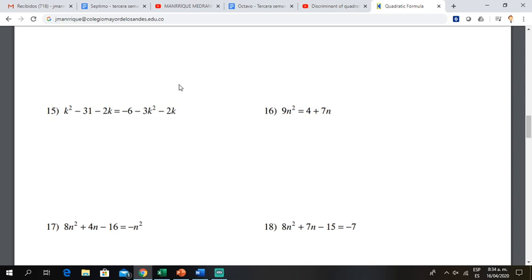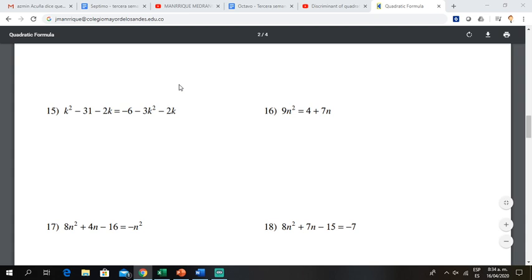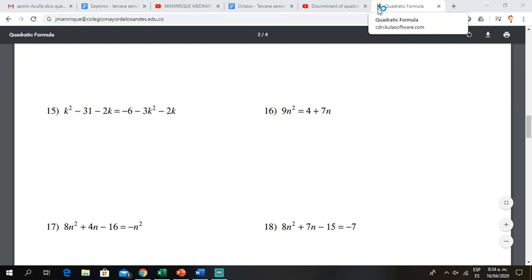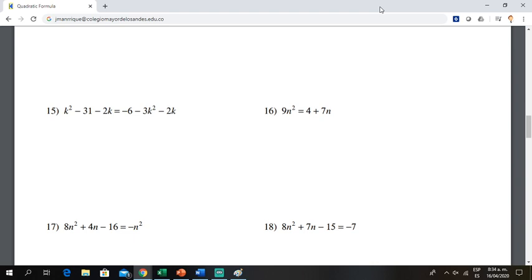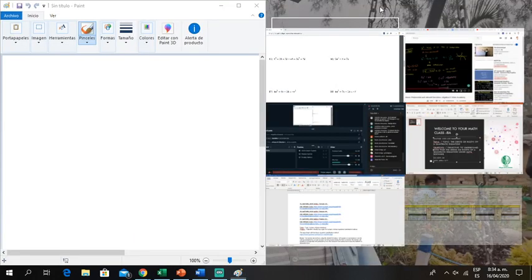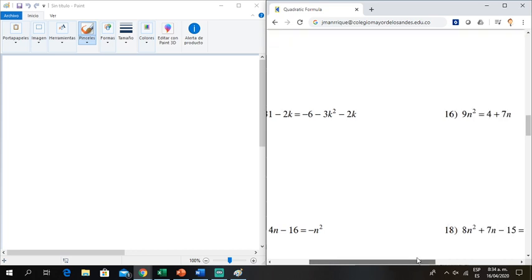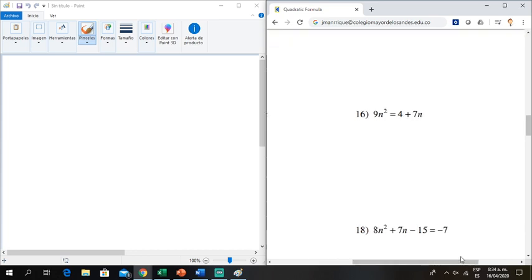Oh, John, I see that you don't understand. Okay, I'm going to help with one. I'm going to open Paint here. Okay, very good. Now to open this one. Okay, Thomas, don't worry about it.